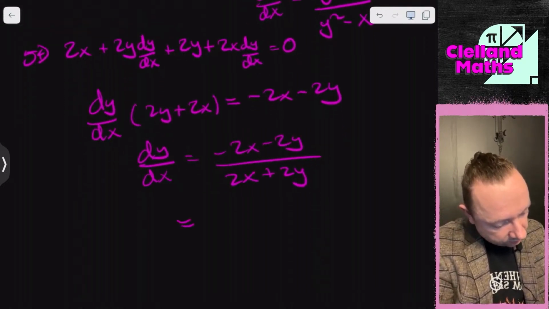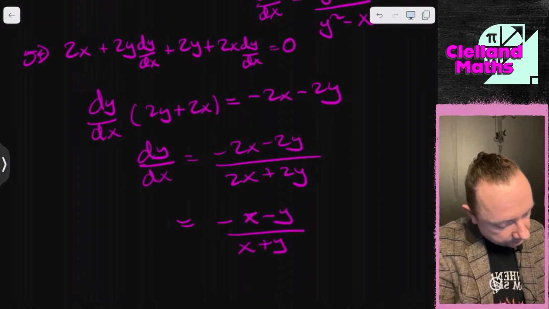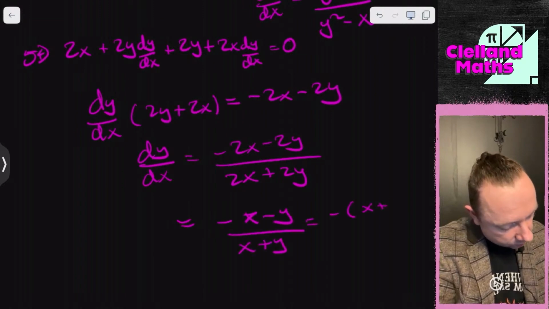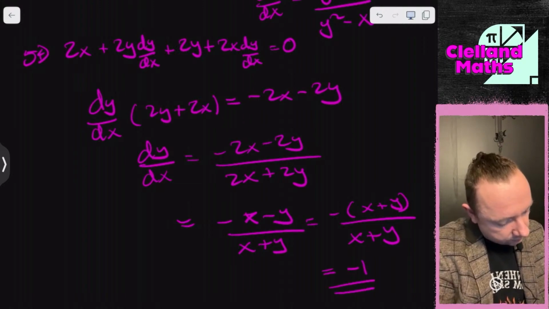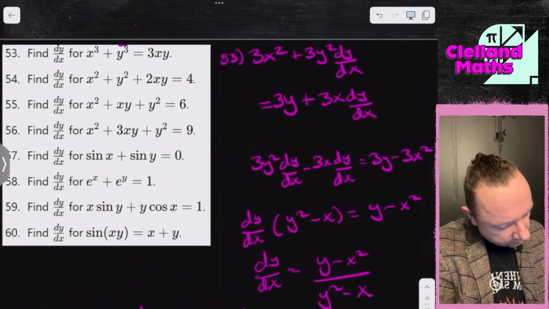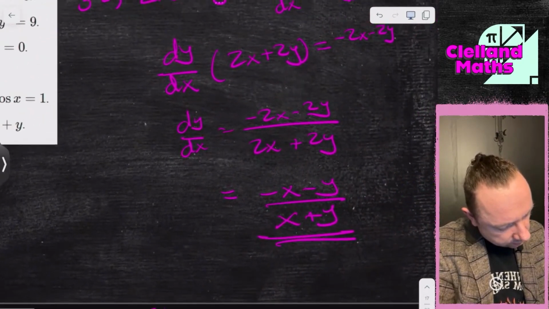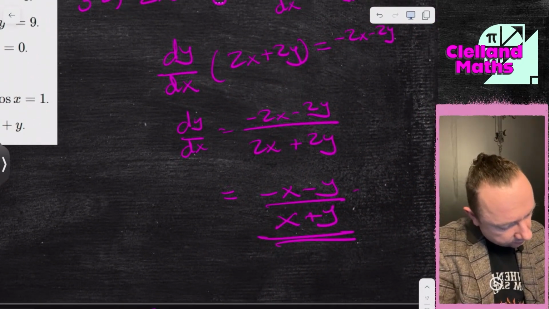minus 2x minus 2y over 2x plus 2y. The 2's cancel to give minus x minus y over x plus y. They cancel, that's just minus 1, isn't it? Is that right? Minus x minus y? Yeah, it's just minus 1. I'm sure I could have done that up here then. Yeah, you could have done the same thing there.